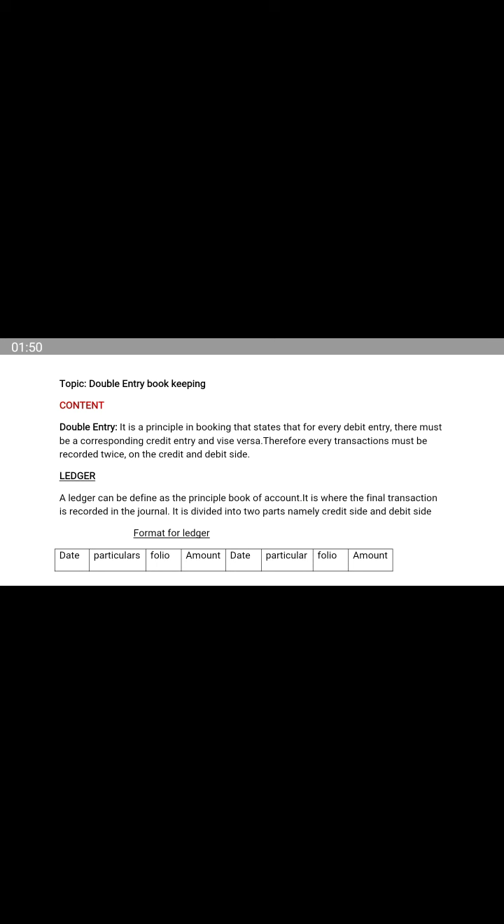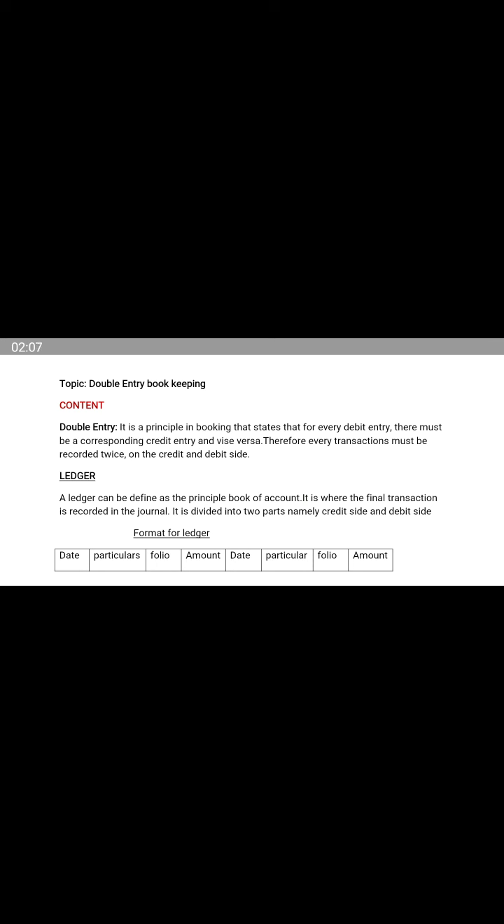Remember the golden rule: we debit the receiver and we credit the giver. The receiver is usually debited and the giver is credited.